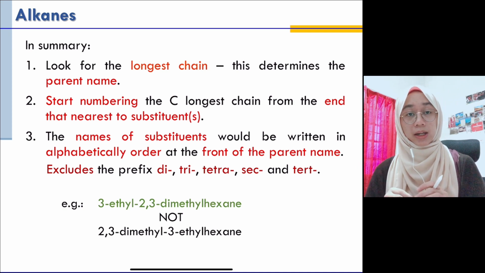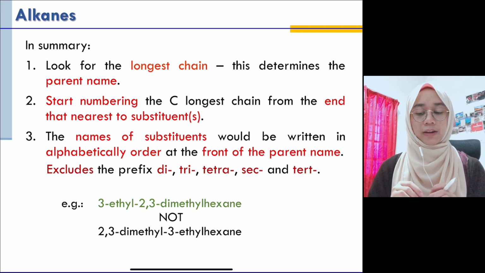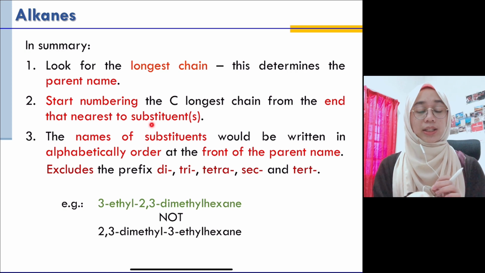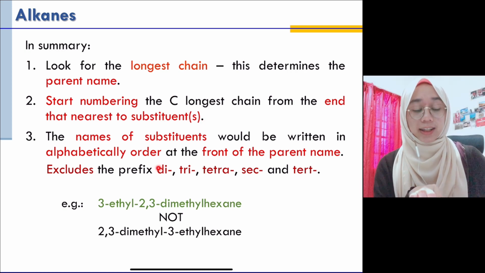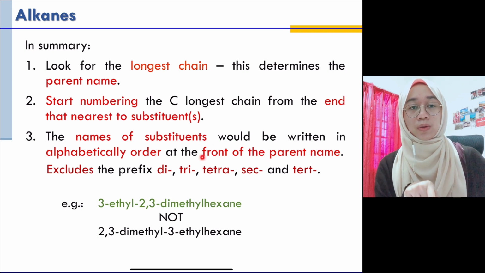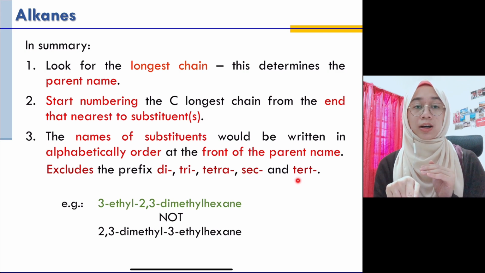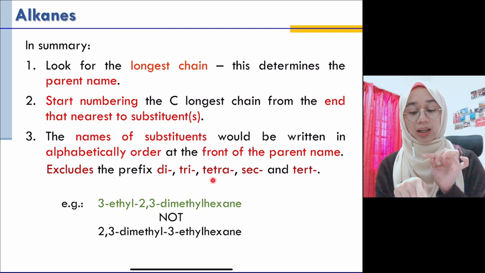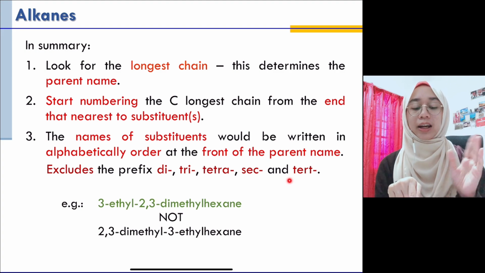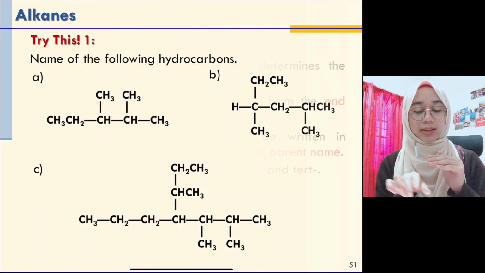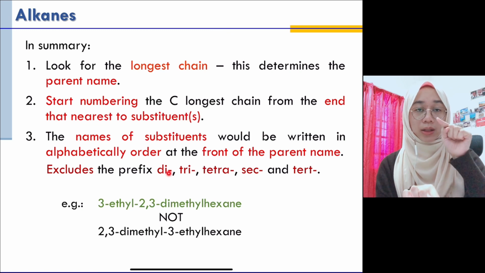Okay, so in summary, class, look for the longest chain. That will be your parent. Then you give the numbering starting from the end that is nearest to the substituent. And third, the names of the substituents you need to arrange in alphabetical order at the front of the parent name. And exclude the di, tri, tetra, or the prefixes. Don't look at the letters D, T. Look at the name after that. Let's say dimethyl, so you will need to look at the M.